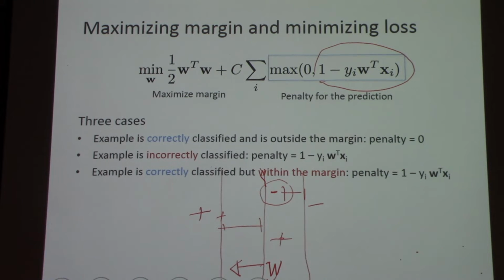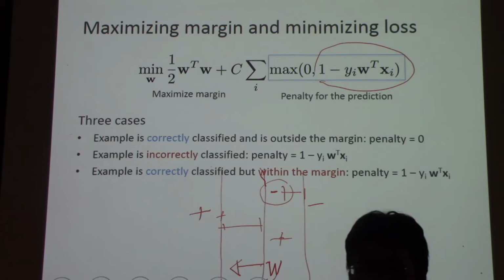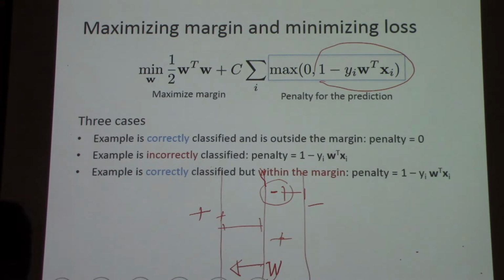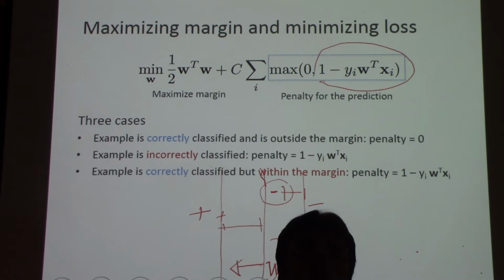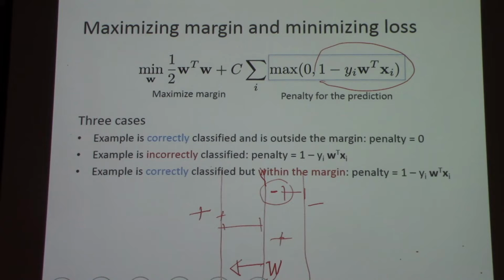If the example is correctly classified and it's outside the margin, no penalty. If it's incorrectly classified, a big linear penalty, linear basically in y w transpose x. And if it's correctly classified and yet inside the margin, you still pay a little bit of penalty because you want to keep pushing the margin out. You would rather prefer a weight vector that puts points outside the margin.